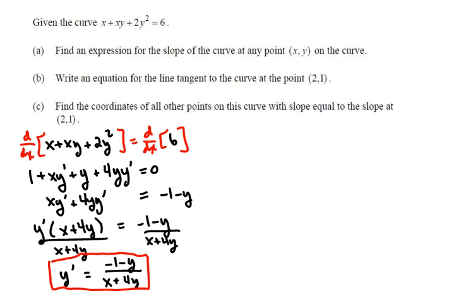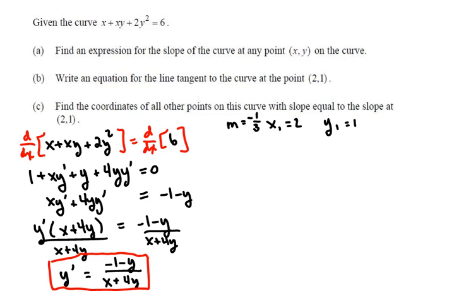The next thing that we want to do is to write an equation for the tangent line to the curve at the point (2, 1). For the equation of a tangent line, I need a slope, an x-coordinate, and a y-coordinate. In this case, my x-coordinate is 2, y-coordinate is 1. And my slope, which I will get from y prime, is negative 1 minus y, so it's negative 1 minus 1, which is negative 2, over x, which is 2, plus 4y, so negative 2 over 6, which is negative 1/3. And recall I found that just by substituting x equals 2, y equals 1 into my derivative formula.